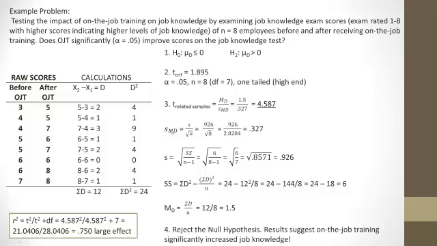Now you want to find the standard error of the differences using the standard deviation that we just found, this 0.926. So replace S with 0.926 in the formula, dividing by the square root of the sample size. Then you end up with 0.926 divided by, well, the square root of 8 is 2.8284. Do that division and you end up with a standard error of 0.327.